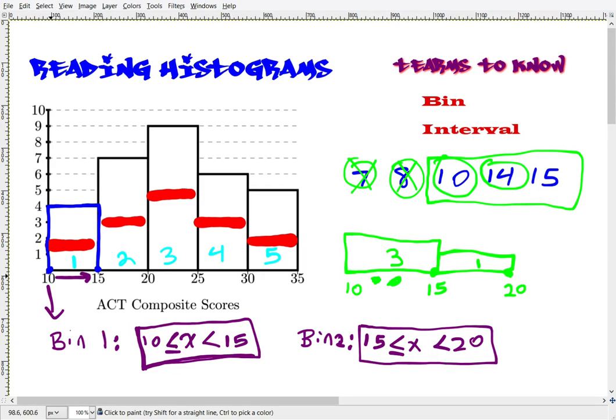So if we look at the width of bin number 1 from 10 to 15, we would say that this has a width of 5. Bin number 2 has a width of 5. This also has a width of 5. Looking at bin number 3, I can see that it has a width of 5. And then bin number 4 has a width of 5 as well.